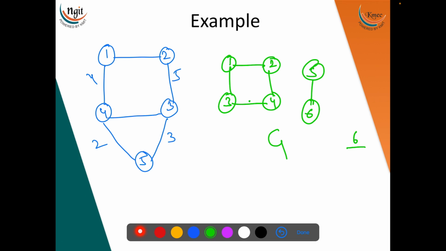Now what is the minimum cost among all these? 2 is the minimum cost. Now consider this edge, 4 to 5 is the minimum cost. Now what is the next minimum edge? 3, right? So here you have 3, 4, 5. Now I am considering it is 3, and I am writing here 3. Now let us assume that the next minimum is 4 comma 5. If I take this, it forms a cycle.